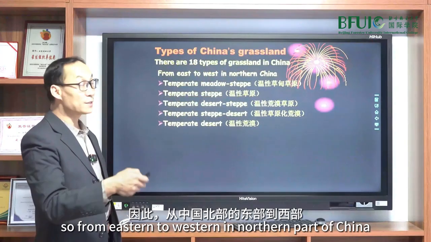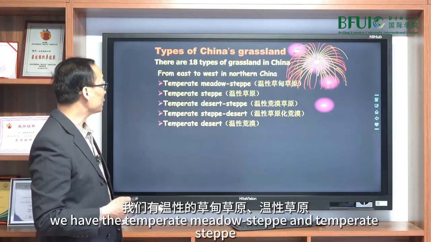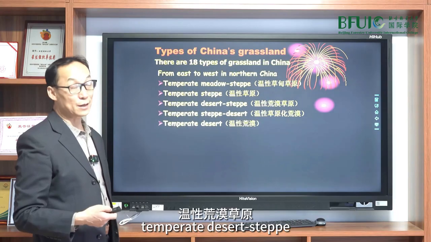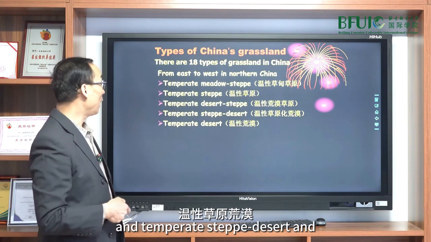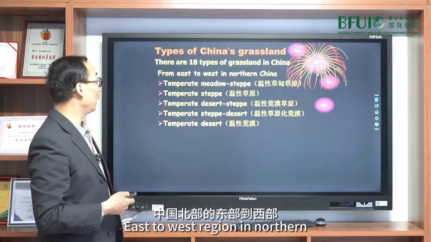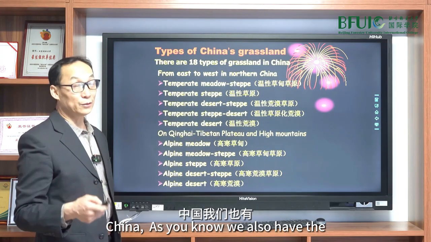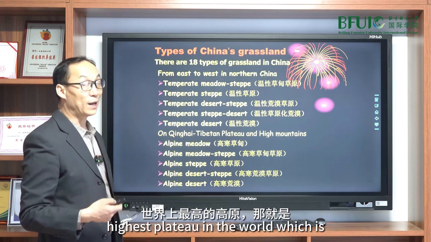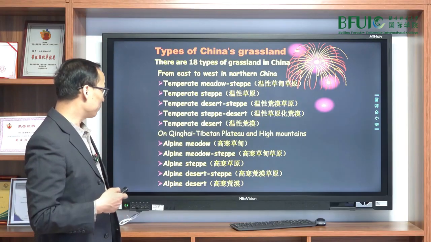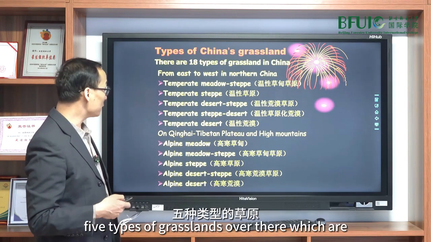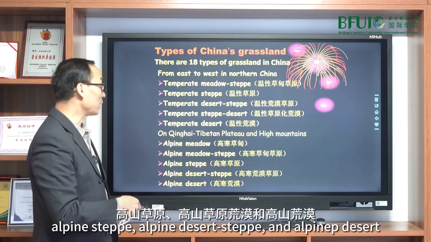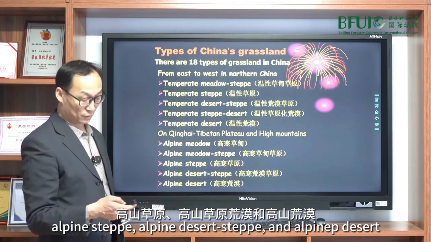So from eastern to western, in northern part of China, we have the temperate meadow steppe, the temperate steppe, temperate desert steppe, temperate steppe desert, and temperate desert. This is from the eastern to western in northern China. We also have the highest plateau in the world, the Qinghai Tibetan Plateau. We have 5 types of grassland over there, which are alpine meadow, alpine steppe, alpine desert steppe, and alpine desert.